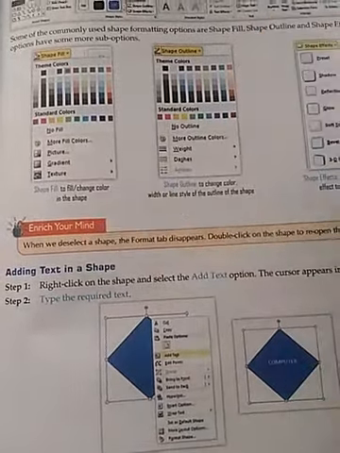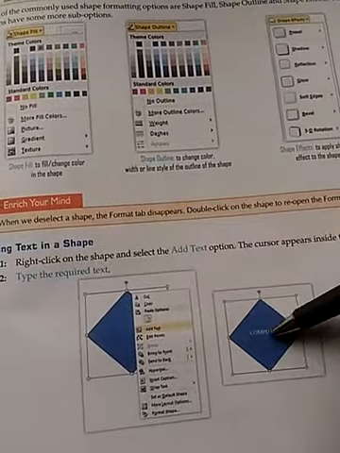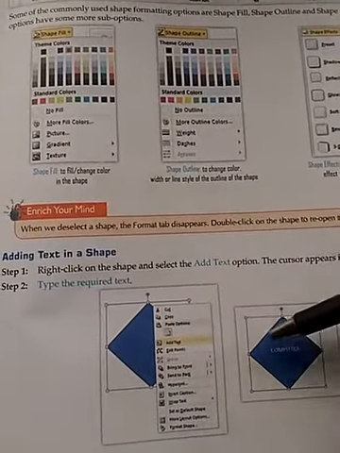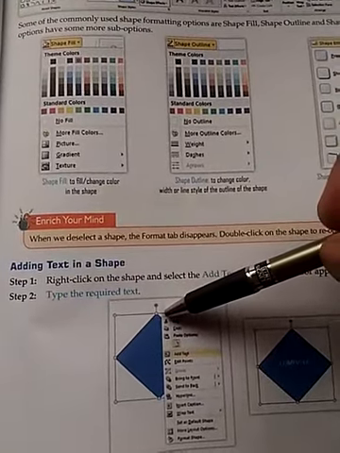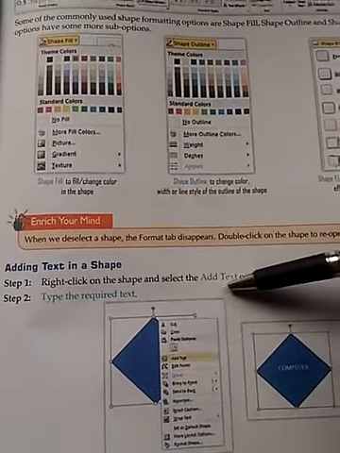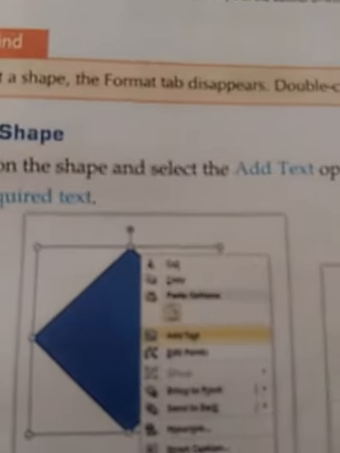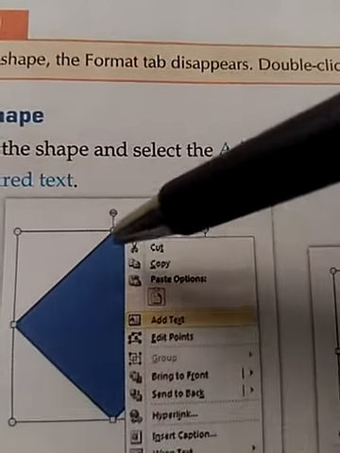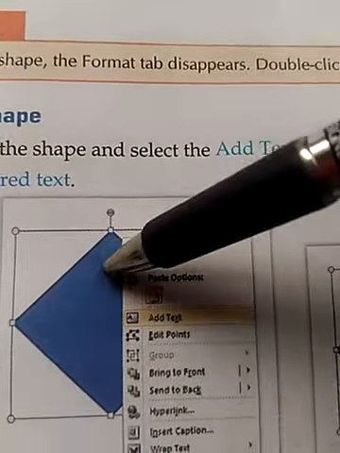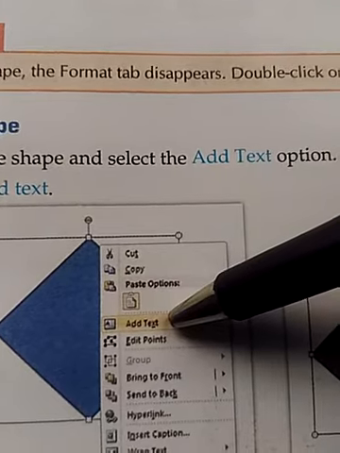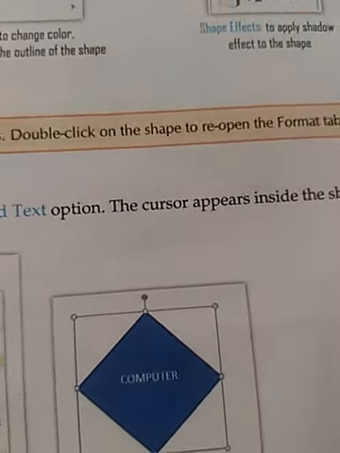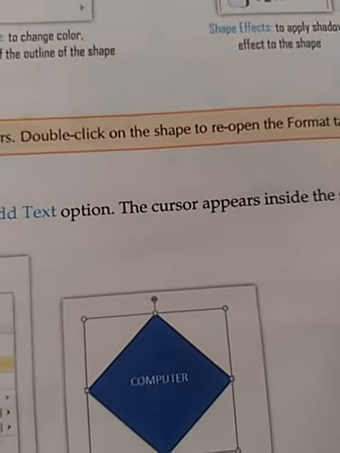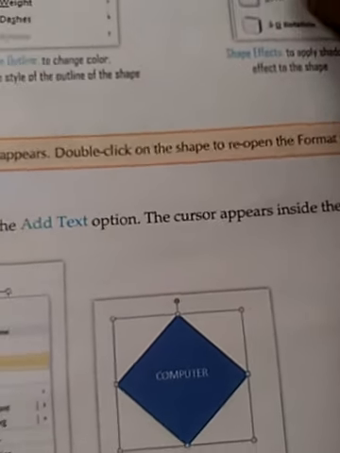Now, adding text in a shape. If we want to write something in the shape, then how can it be done? Simply right click on the shape and choose the option add text. Right click on the shape and there will be one option here, add text. Click on this option, your cursor will start blinking over here and you can simply type the text which you want to write in the shape.